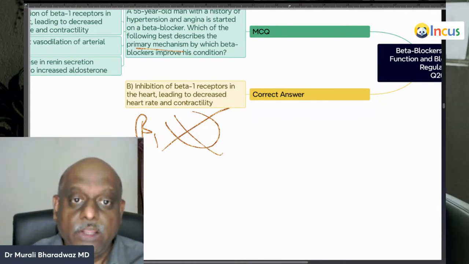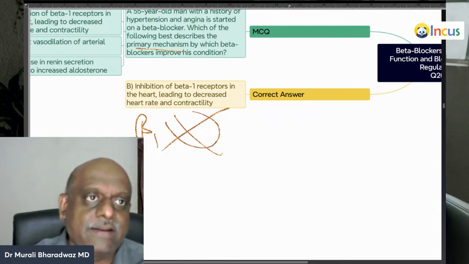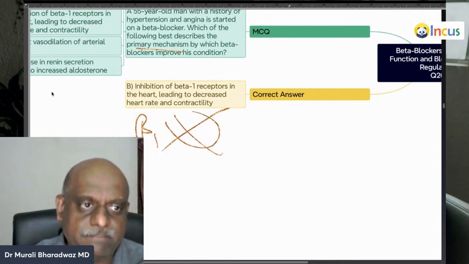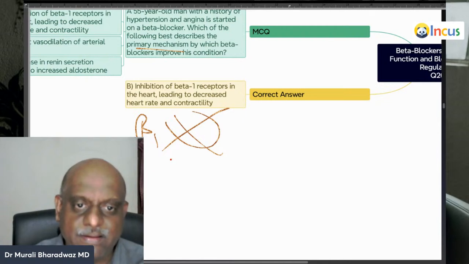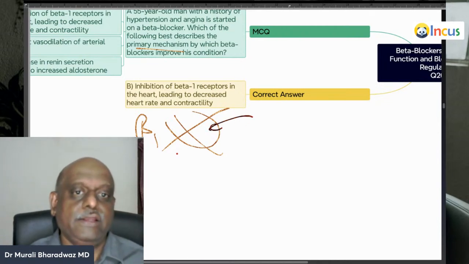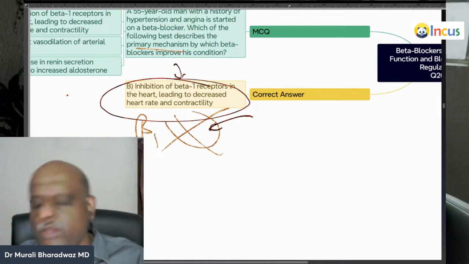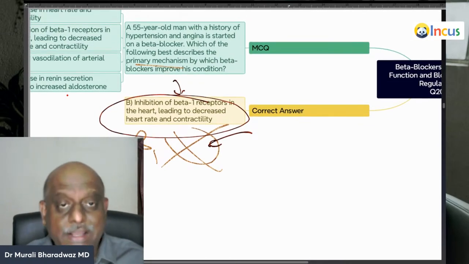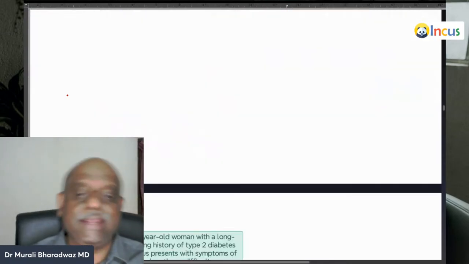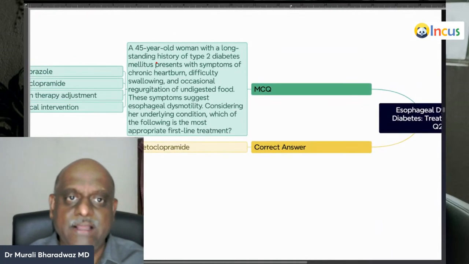Yeah. So it is a beta 1. What type of receptor, doctor? Beta 1 in the heart leads to decreased heart rate and contractility, and myocardial oxygen demand comes down, and that treats the angina is what you need to remember.